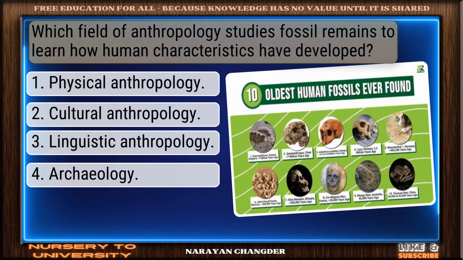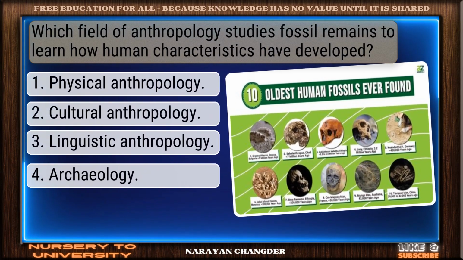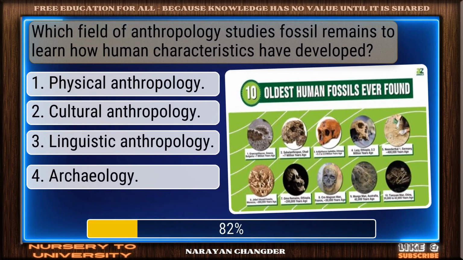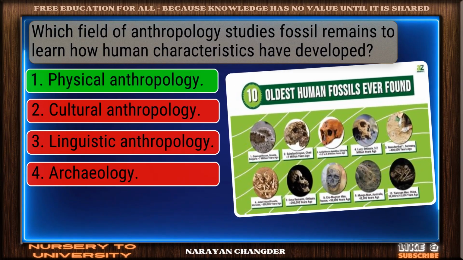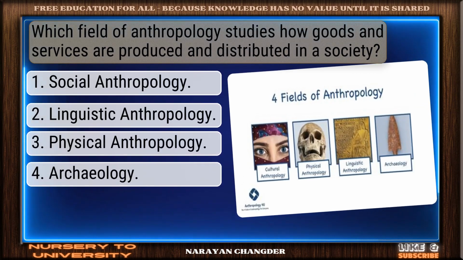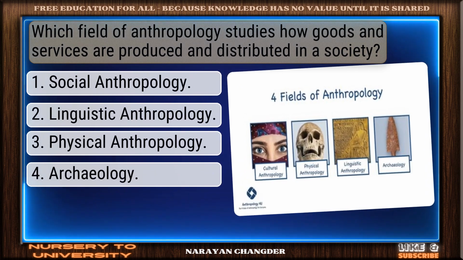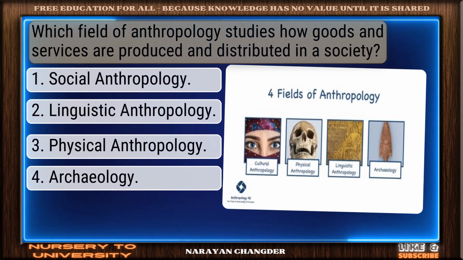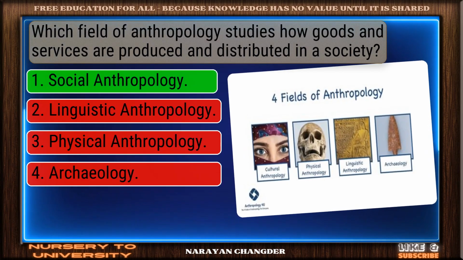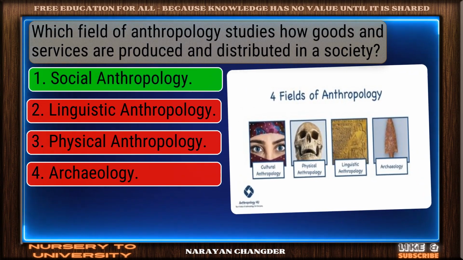Which field of anthropology studies fossil remains to learn how human characteristics have developed? Excellent. Physical anthropology is a brilliant choice. Which field of anthropology studies how goods and services are produced and distributed in a society? Correct response. Social anthropology is the most accurate answer.